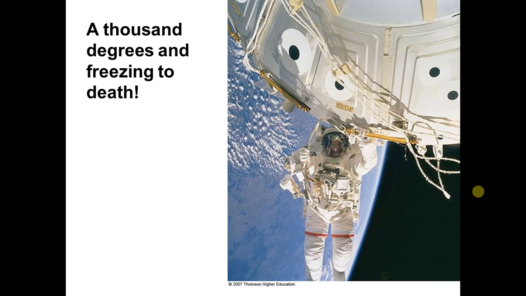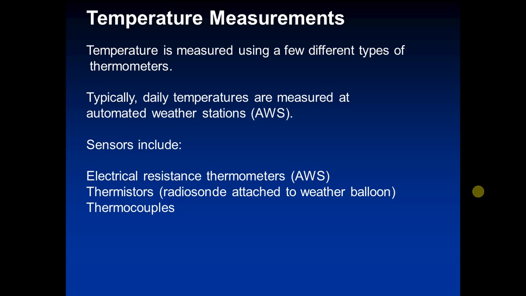How is temperature measured? With a thermometer, as you know, but there's a few different types of thermometers, okay? Typically, daily temperatures are measured at automated weather stations. Automated weather stations are usually found at airports. And there's a few types of thermometers that can be used to measure temperature.